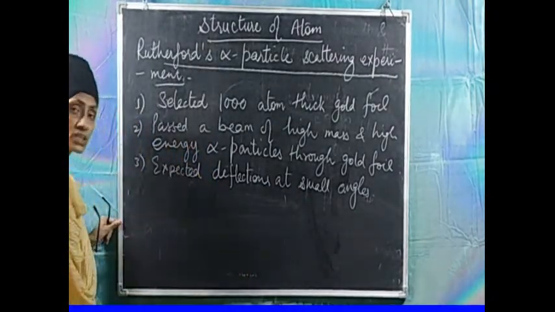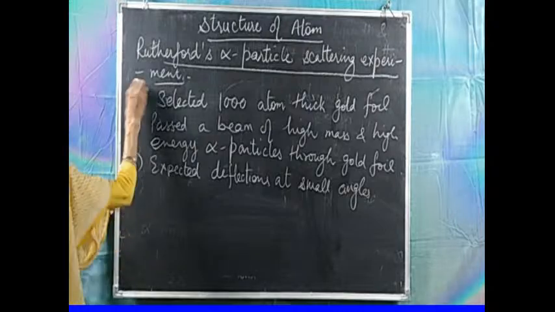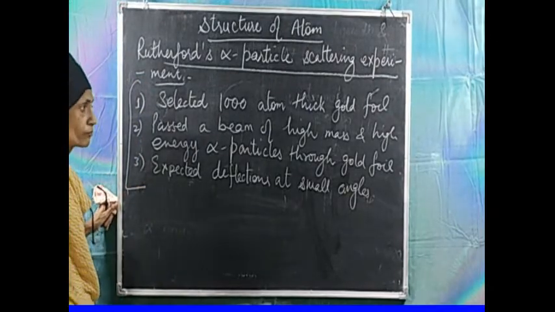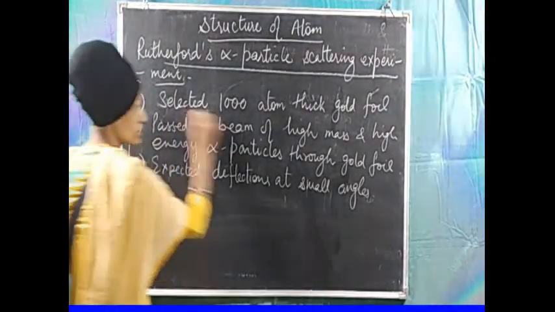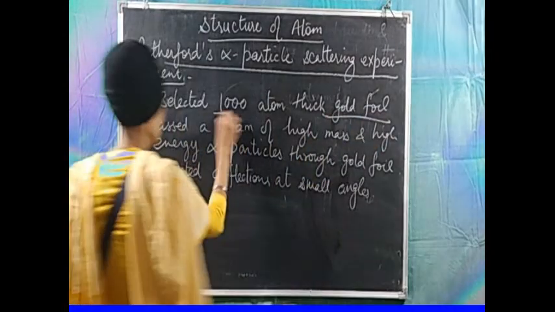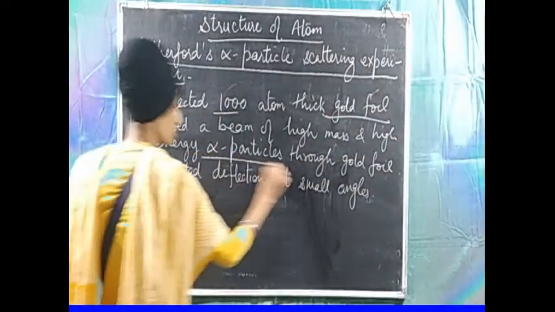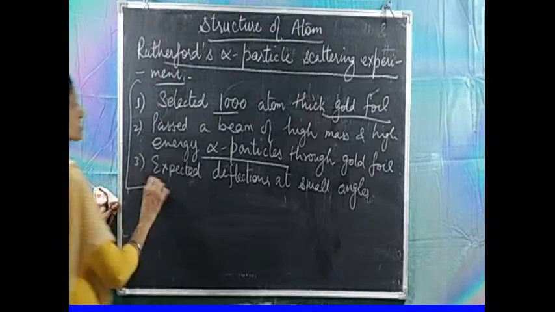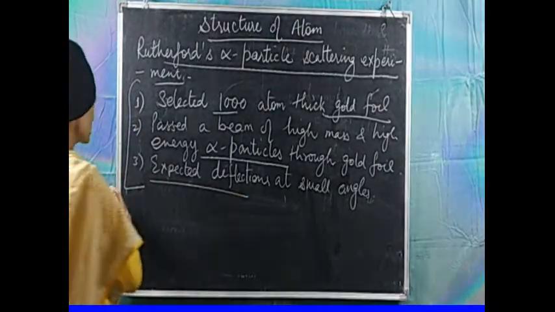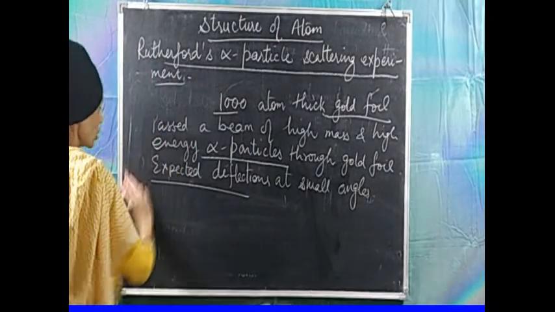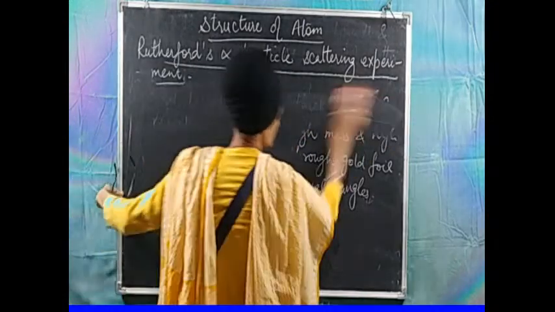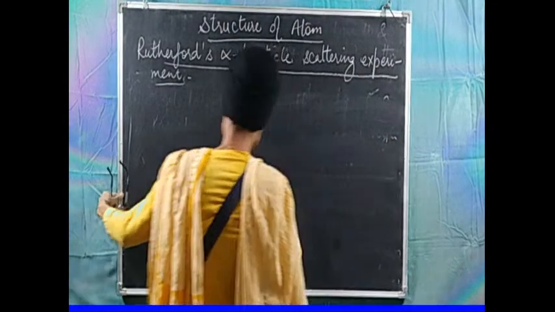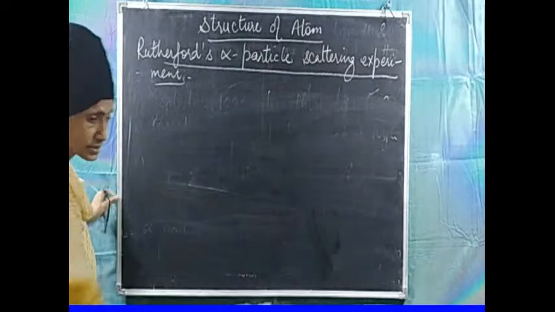So what did he observe? So this was his experimental setup. How did he perform? What he selected? He selected a foil and alpha particles beam, and this was his expectation. Now let us discuss the observations which led to postulate the atomic theory.